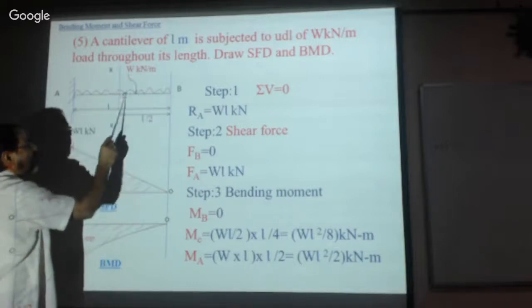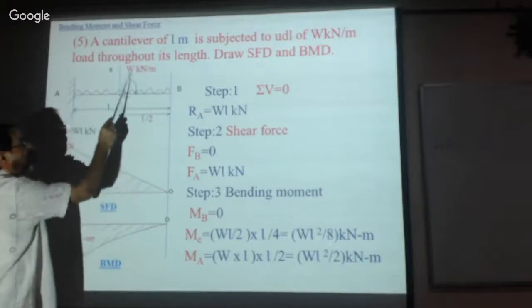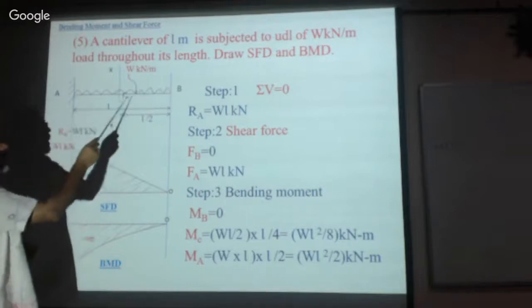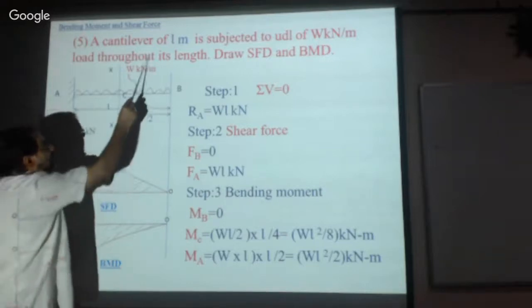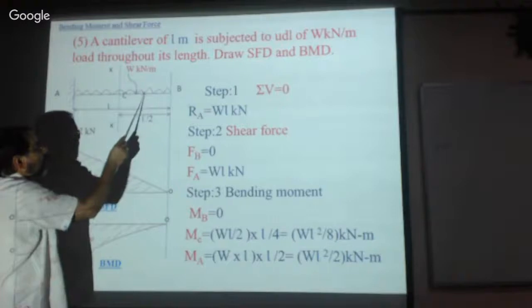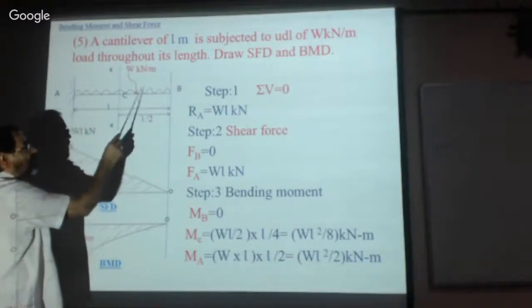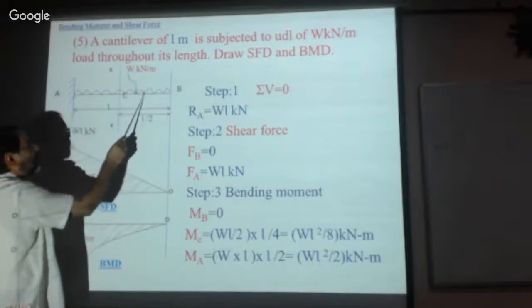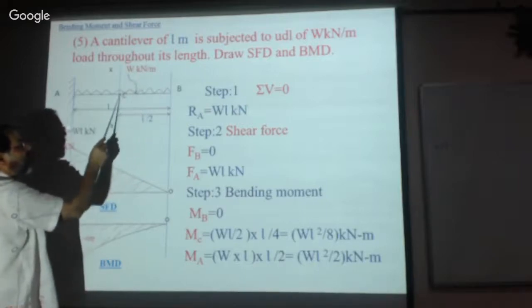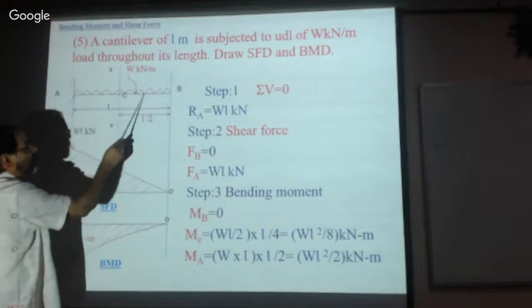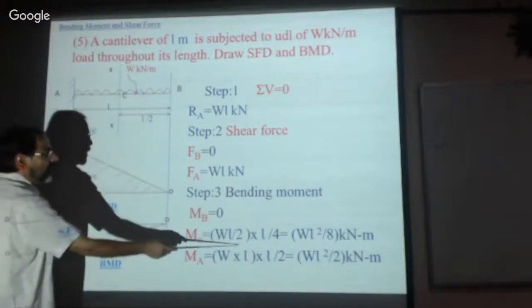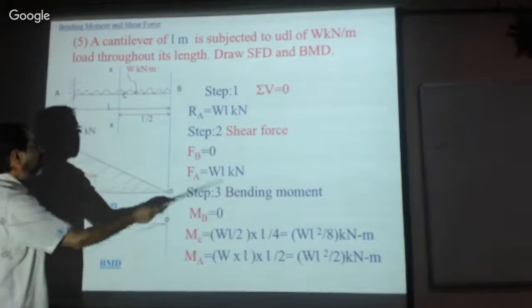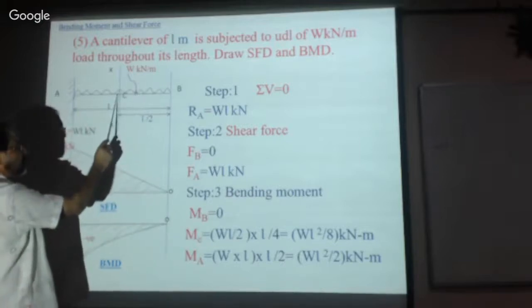Now this is WL by 2. WL is the total load, WL by 2 is the half load. It is acting at the center at this point. It is assumed that it is acting at the center. Therefore, WL by 2 is the load. Where is it acting? It is acting at a distance L by 4. This is L by 4. So therefore, this is the bending moment at C.